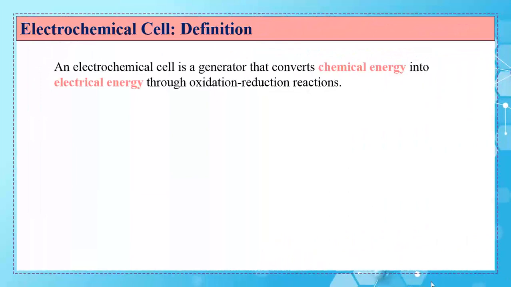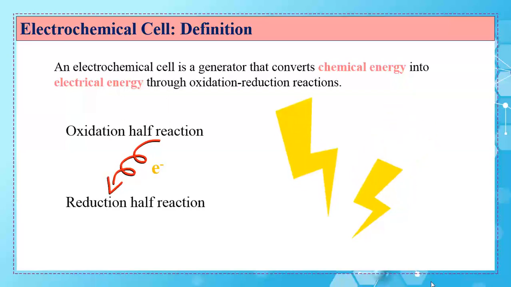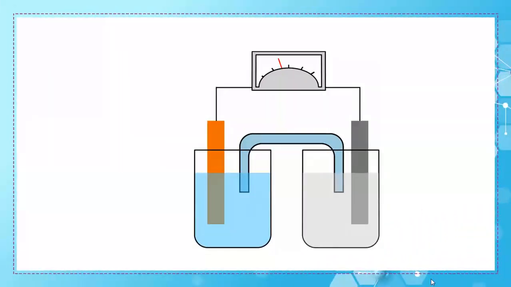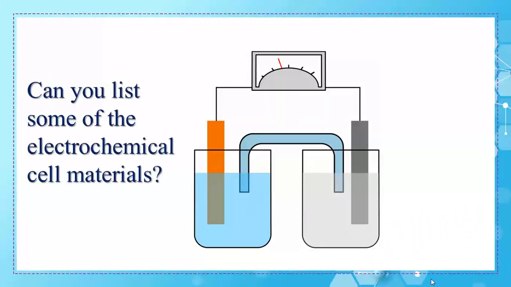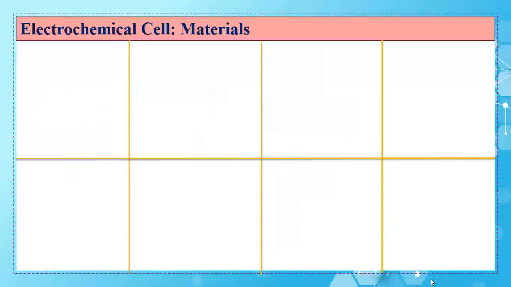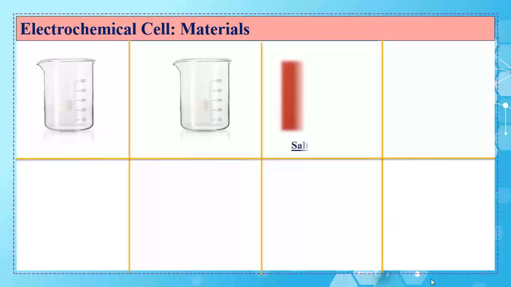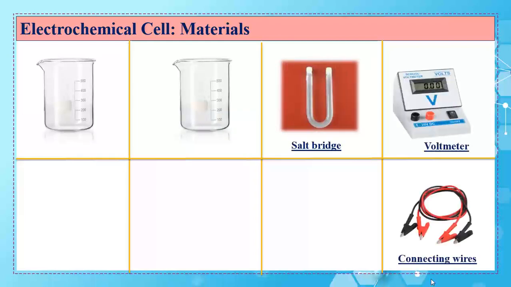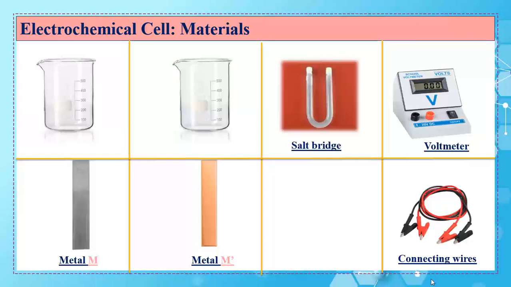By definition, and as its name shows, an electrochemical cell is a generator that converts chemical energy into electric energy through oxidation-reduction reactions. Now, if this is an electrochemical cell, can you list some of its materials that you're familiar with from previous years? Well, if you remembered correctly, then an electrochemical cell is built using two beakers, a salt bridge, a voltmeter, connecting wires, and two distinct metals. Let's for now call them M and M'.